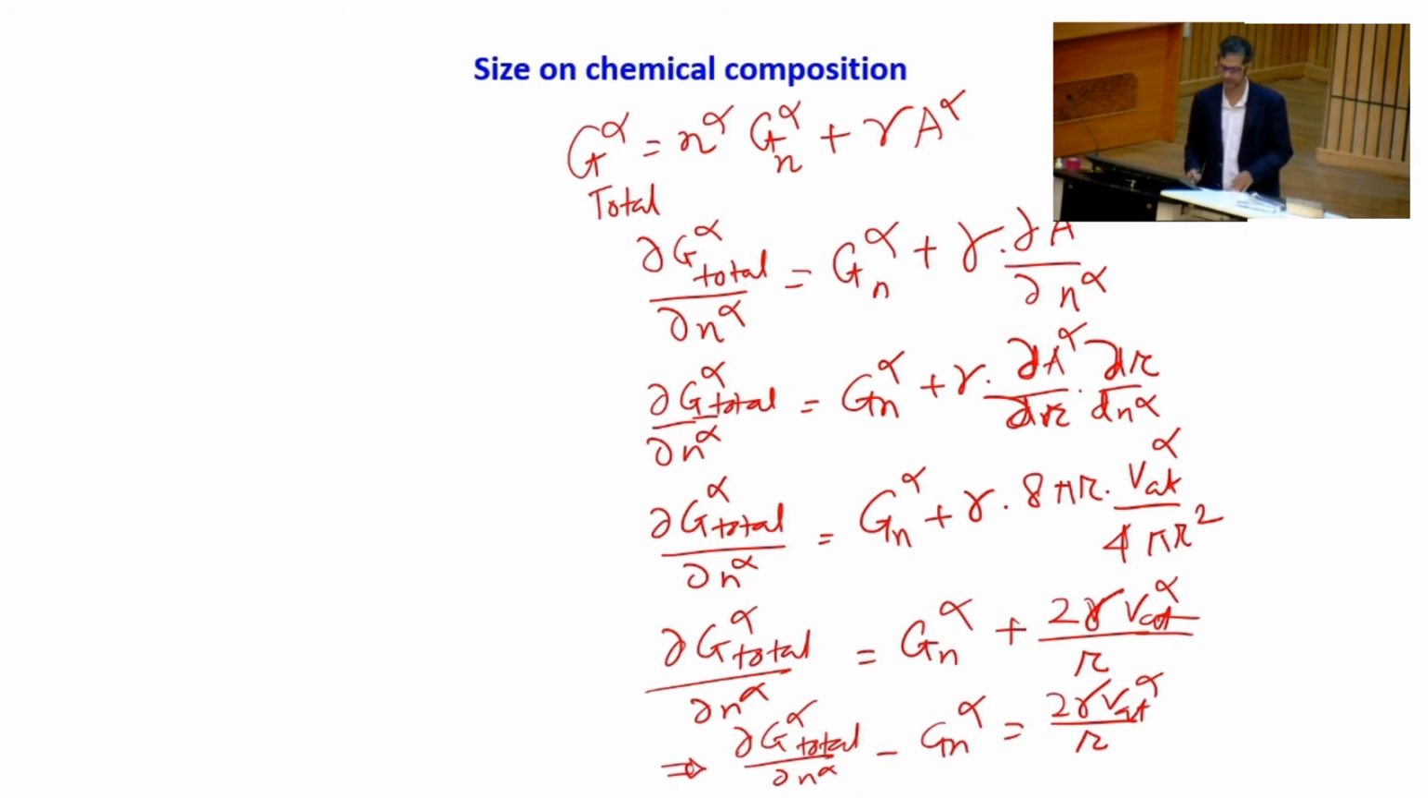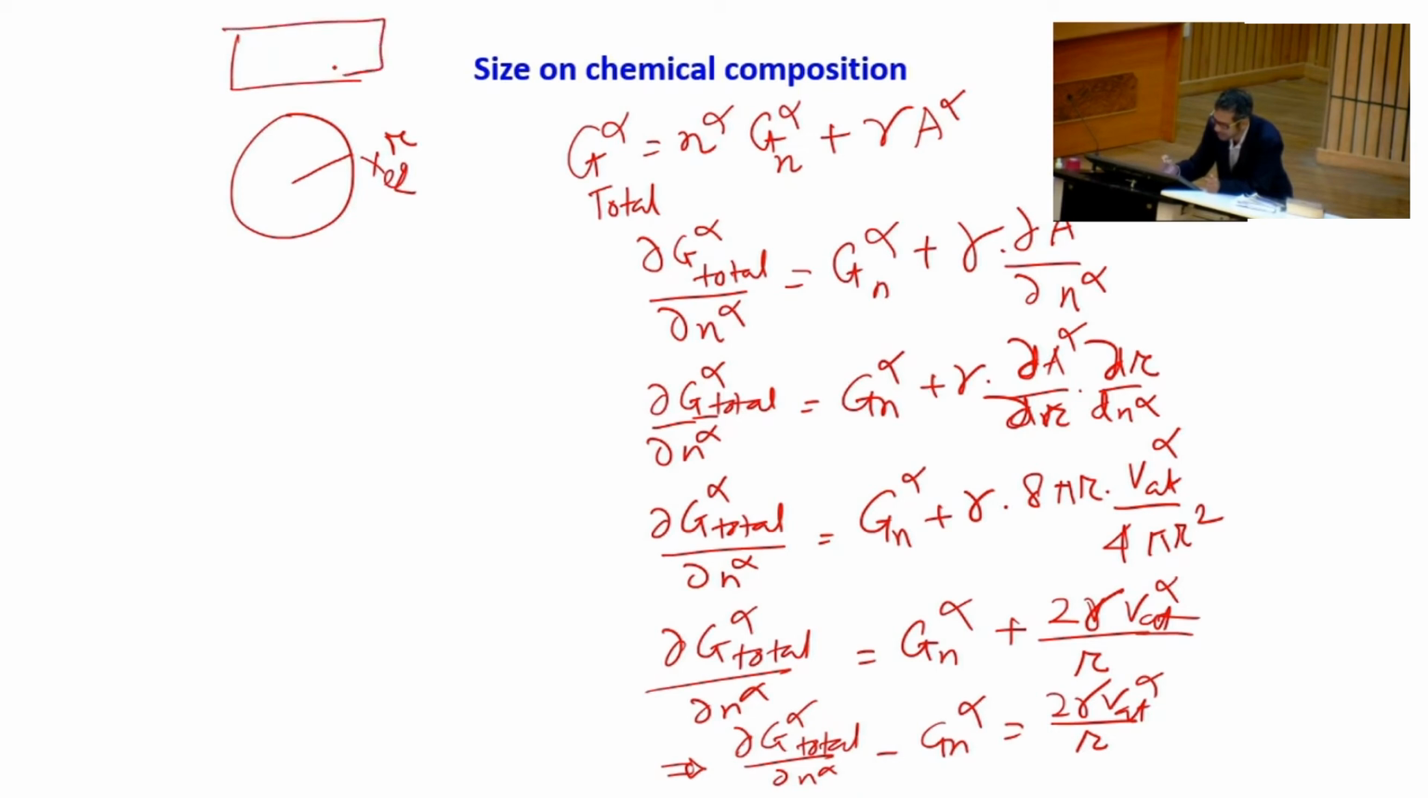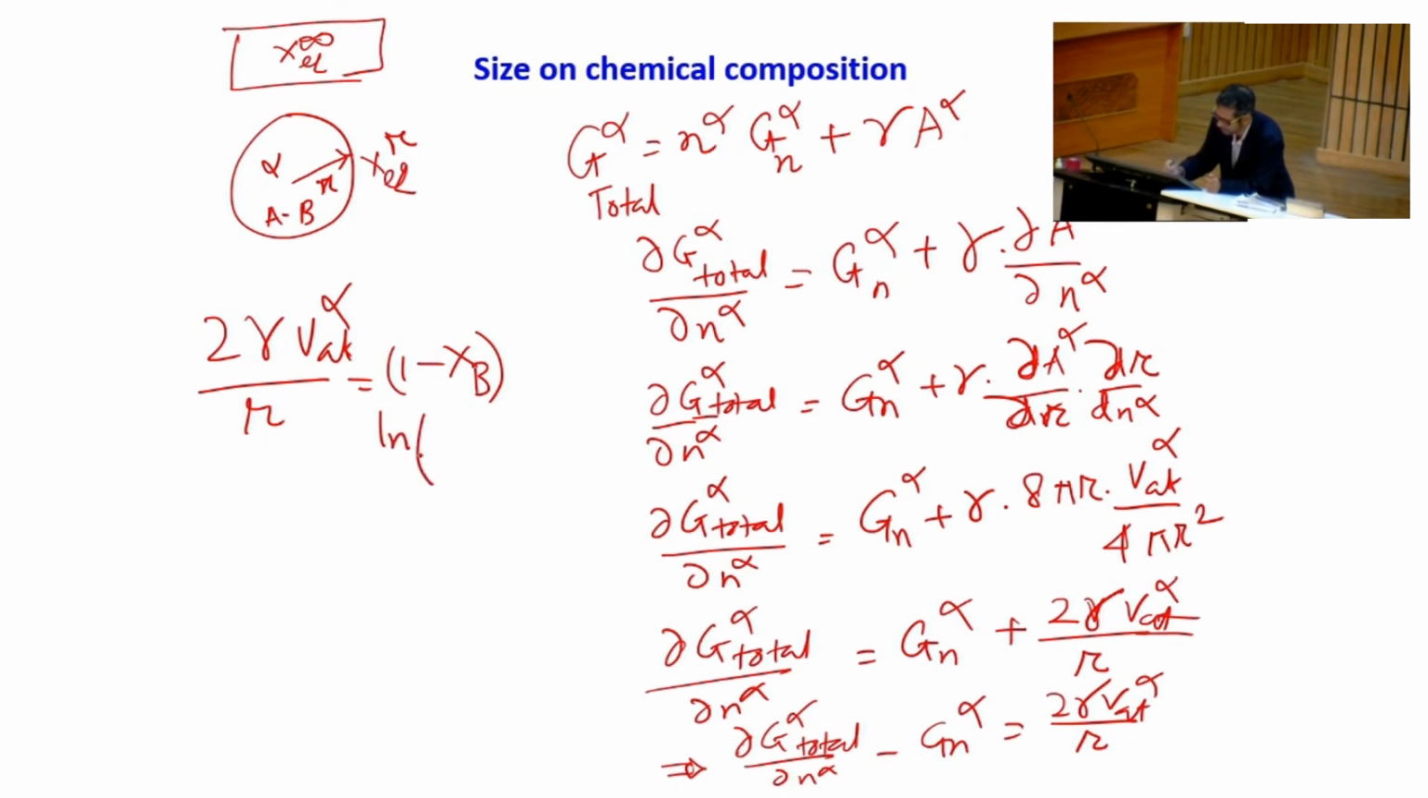So what you can do is, when you have a particle, the original problem, and suppose this is the equilibrium composition because of radius r, and for a bulk material, very big, the composition is at infinity. We can always write down twice gamma V atomic alpha by r is equal to, remember this is r, this is an alloy of A B of alpha phase, x B log of, this is nothing but the entropic terms, right? Okay.